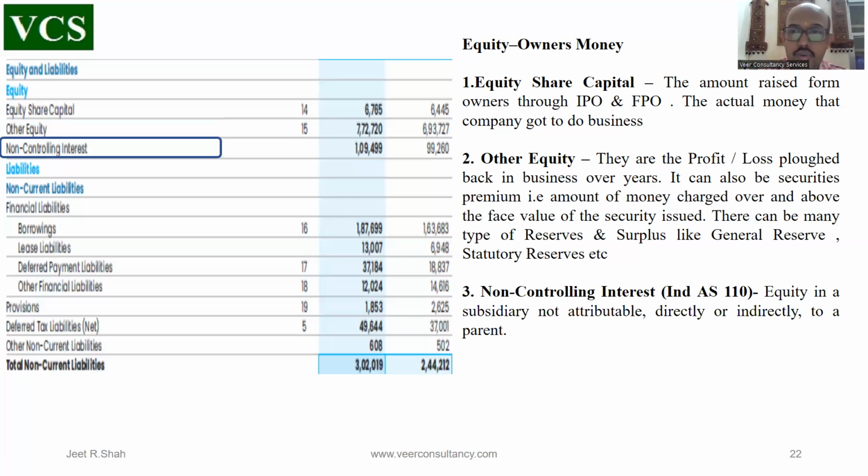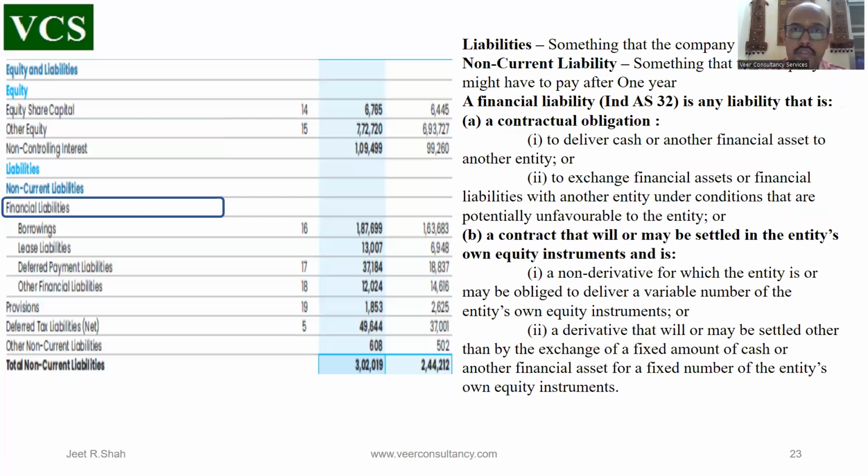Then we have non-controlling interests. What are they? As per Ind AS 110, equity in a subsidiary which is not attributable directly to a parent company. That is the non-controlling interest. Now we come to liabilities, something that the company has to pay to outsiders. What's a non-current liability? Simple, something that you have to pay after 1 year. In that, let us first understand what are financial liabilities. As per Ind AS 32, a financial liability is any liability that is a contractual obligation to deliver cash or another financial asset to another entity, or to exchange financial assets or financial liabilities with another entity under conditions that are potentially unfavorable to the entity.